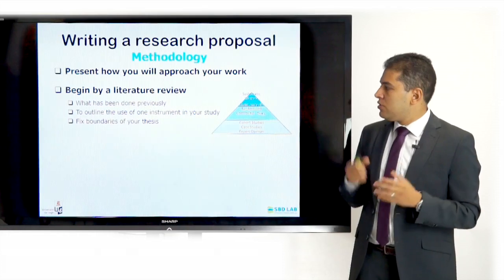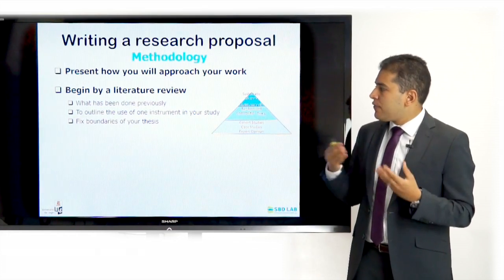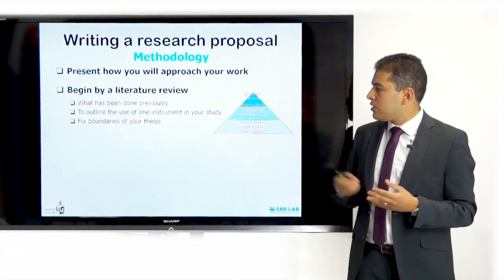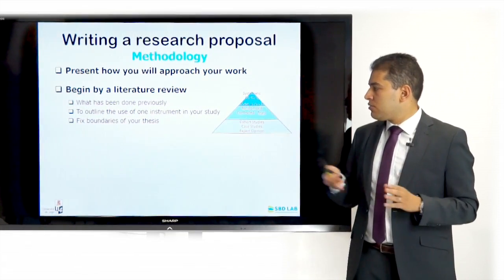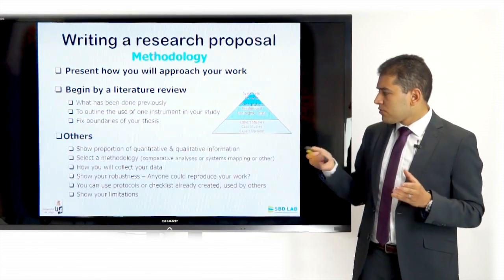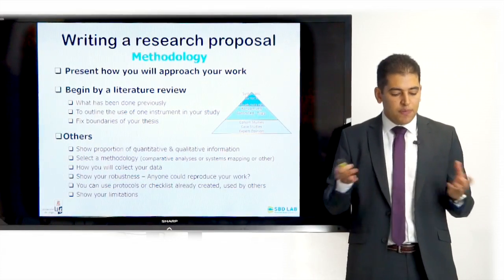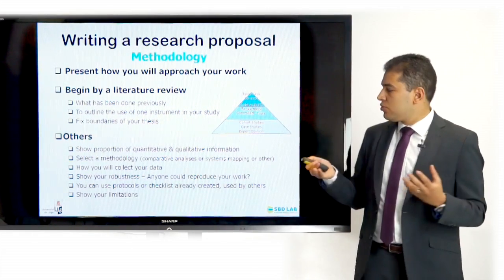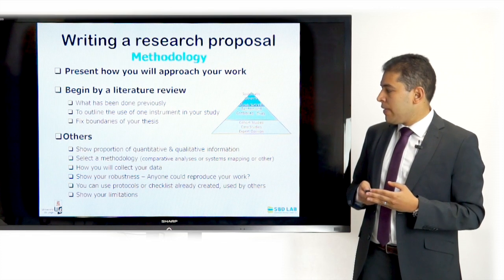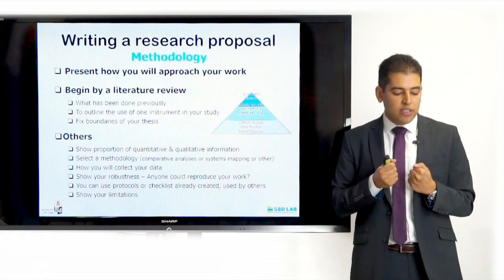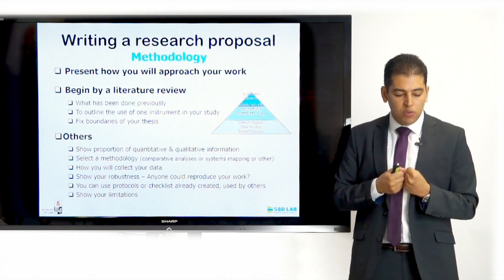So, as I said, you start with a literature review, and from the literature review you see what has been done by previous researchers. You have to outline the instrument, fix the boundaries of the thesis, and look at different methodologies and describe them well. Make sure that you have qualitative and quantitative approaches for your methodology, and make sure how you will collect the information and how this information will be robust.